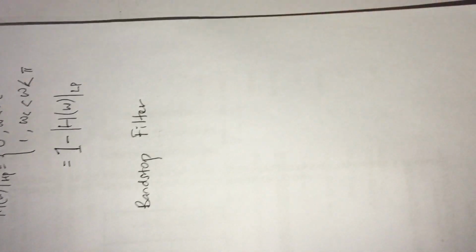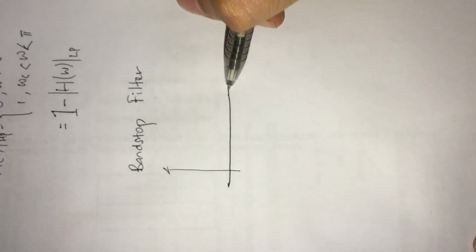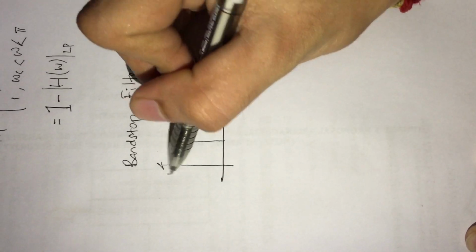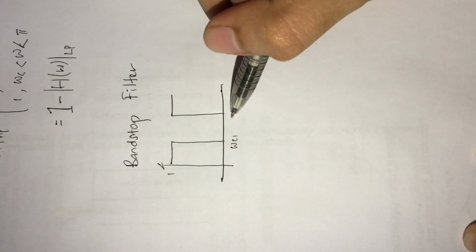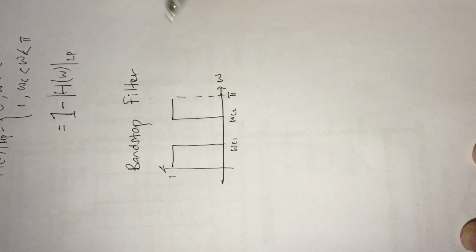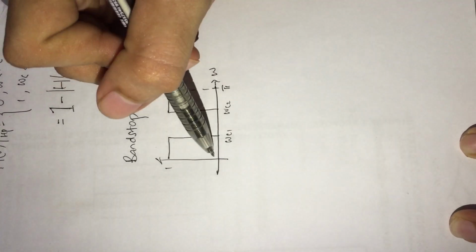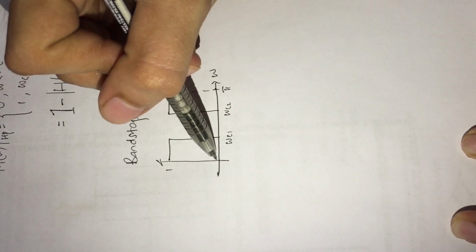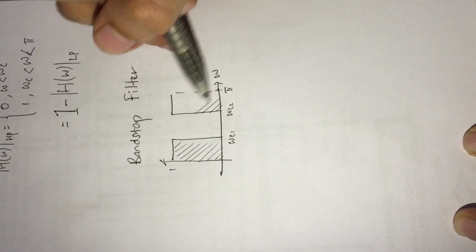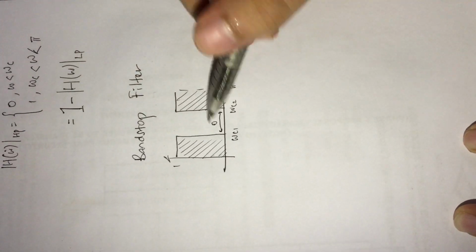Next, we'll talk about the band stop filter. The graph is like this, with cutoff frequency 1 and cutoff frequency 2. What you can see is that it allows frequencies less than cutoff frequency 1 to pass through, and more than cutoff frequency 2 to pass through. Between that area, it is 0, which means it is filtered out.